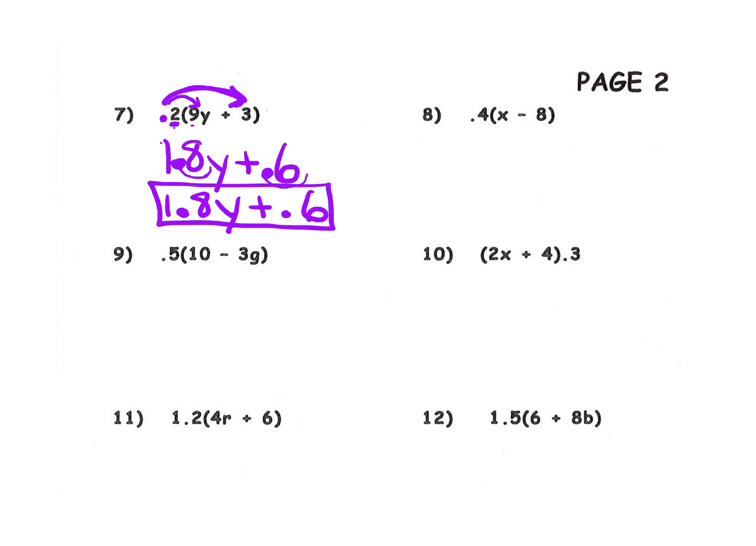Let's move on to question number 9 right below it. Again, ignore the decimal points. 0.5 times 10 and 0.5 times negative 3g. Well, 5 times 10 is, of course, 50. But we must scoop once in that product. Bring down your minus sign.